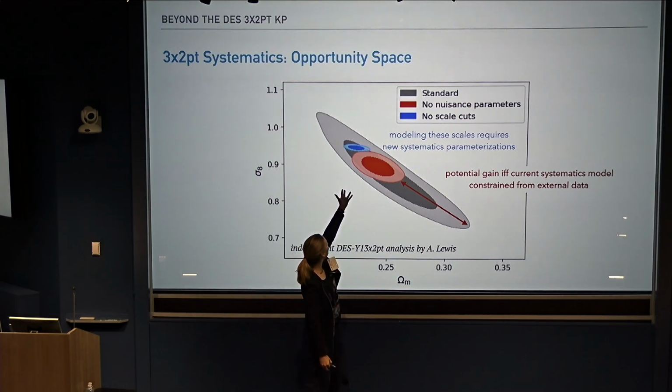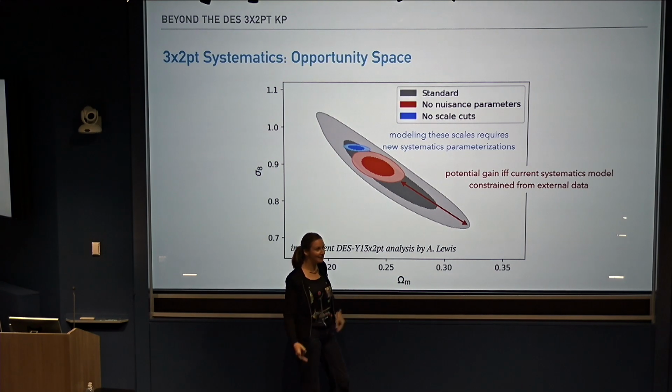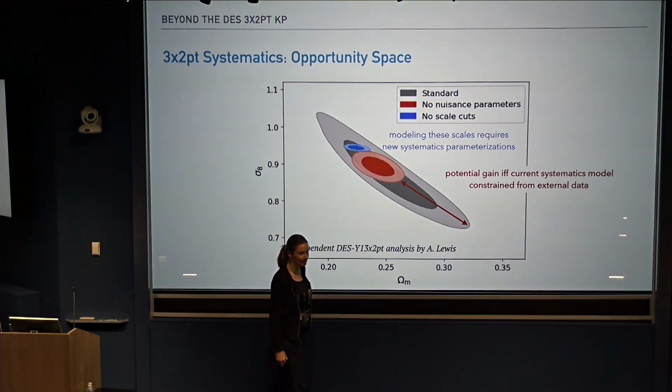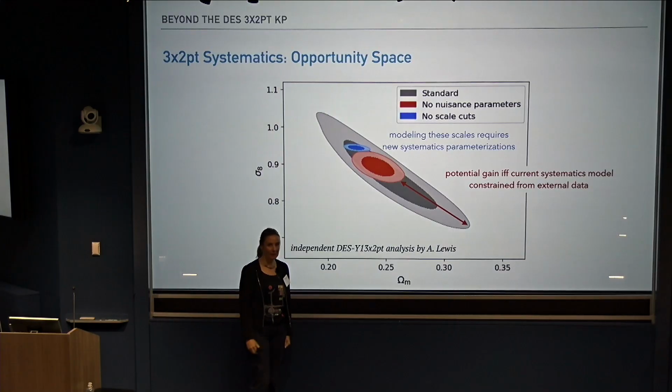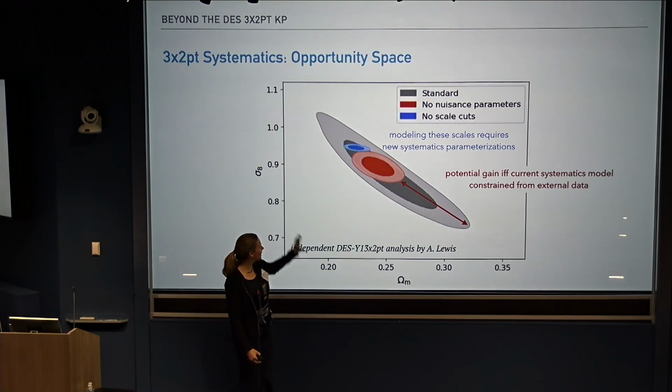And then he also threw in the scales that DES had eliminated due to systematics contamination, showing that yes, there's more signal to noise. And if we were to get away with the same systematics model, that would correspond to a massive gain in constraining power.